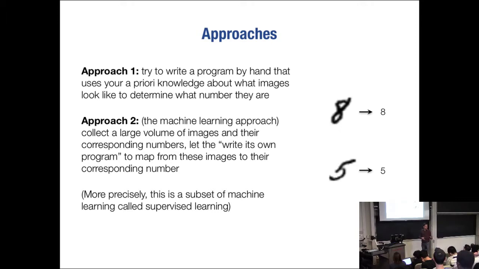The alternative approach, which is really the machine learning approach, is that you don't bother trying to do that. Instead, what you do is you create a data set with a bunch of images and their corresponding label, right? Their digit that they are between 0 and 9. And you kind of let, for lack of a better terminology here, the program write itself. You let the computer write its own program to figure out how those things map from the images to the number 5, say.